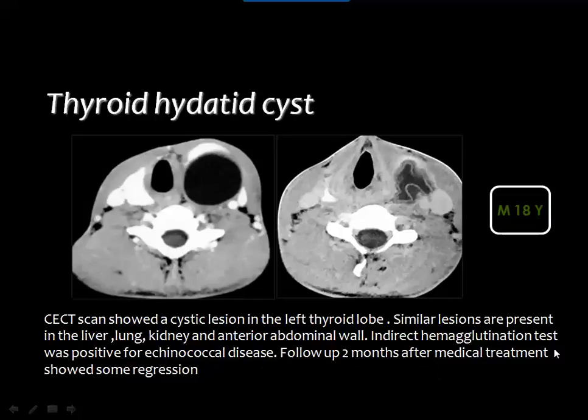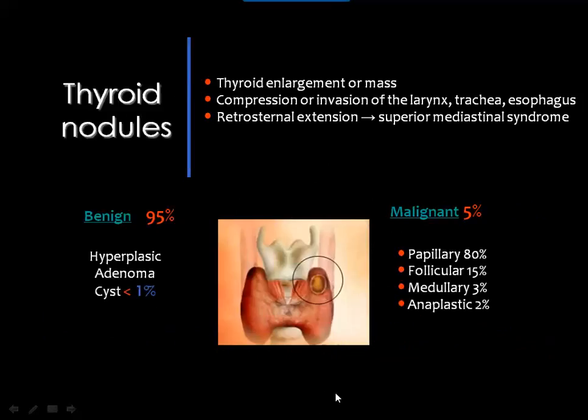Then the indirect hemagglutination test was positive for echinococcal disease, and this is the follow-up after receiving treatment, showing the decrease in the size with crumbled endocyst within the cyst itself.